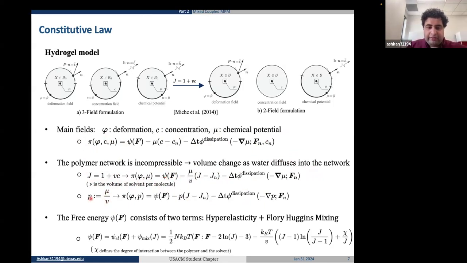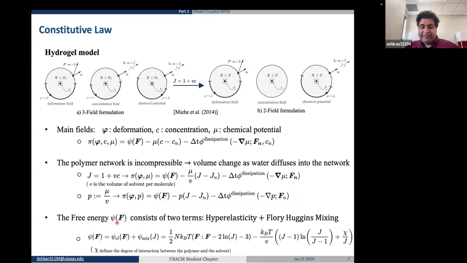And defining mu over nu as P, we will obtain the final form of energy, which is one term mechanical energy and one term diffusion dissipation term, and this term which is for the changes of J minus J, which is solved over time.